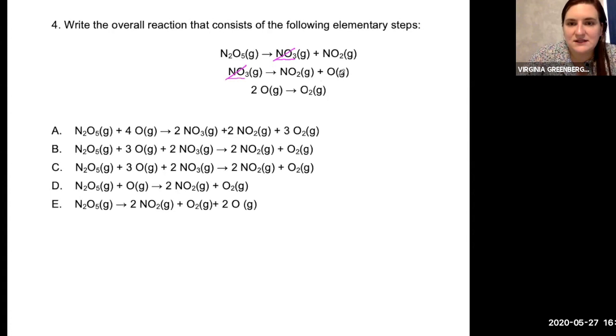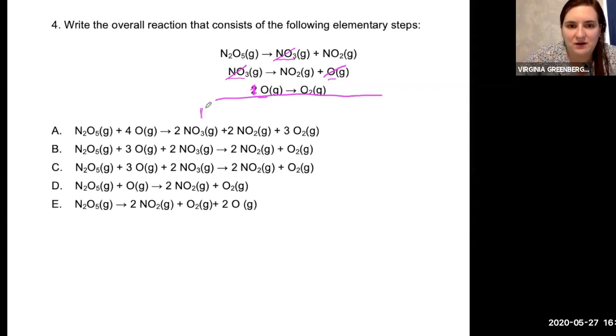And in the second step, we make some oxygen, but then we use some oxygen later on. So we can sort of cancel them. What we'll do is we'll cancel this one and change this coefficient to a 1. We'll just get rid of it. And so now that we've thought about how we're going to cancel, we can go ahead and combine.